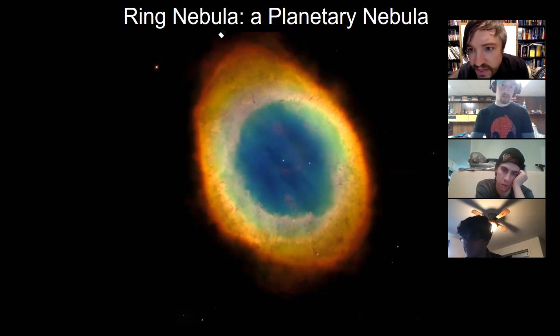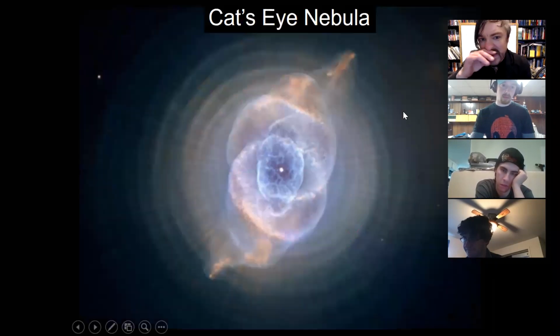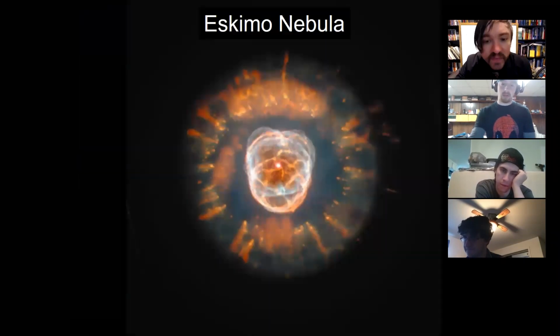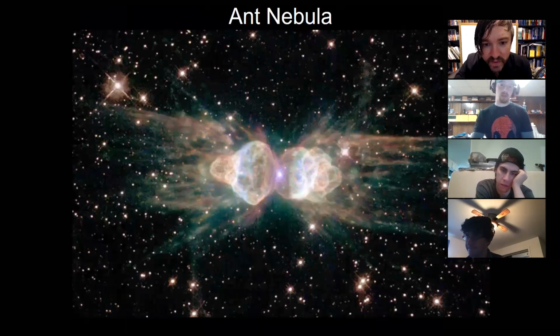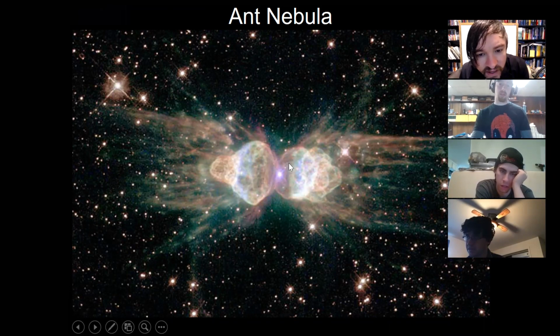And I think it's worthwhile to share some of my favorite ones with you. The Ring Nebula is awesome. Here's the Cat's Eye Nebula, the Eskimo Nebula. This is one that I've looked at through our telescope as well. The Ant Nebula. Look what's going on here. We actually see this in a strong number of planetary nebulae that we see. We can see this kind of hourglass shape.